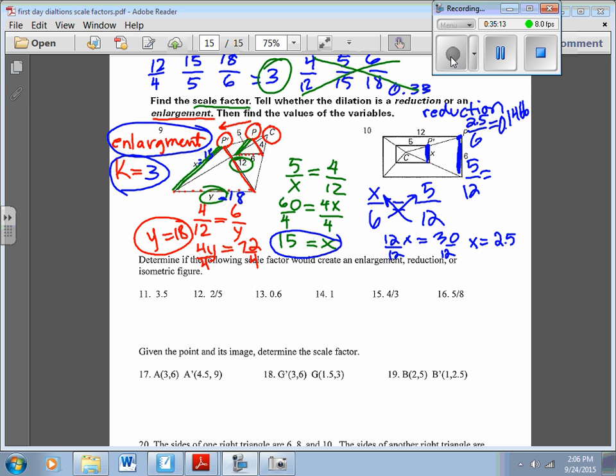0.14666. 0.416. Oh, 0.4166. Okay, I had it backwards. All right, does that number match 5 divided by 12? Yeah? That number right there is your scale factor, which will be used as the letter K, okay? So that's your K value.